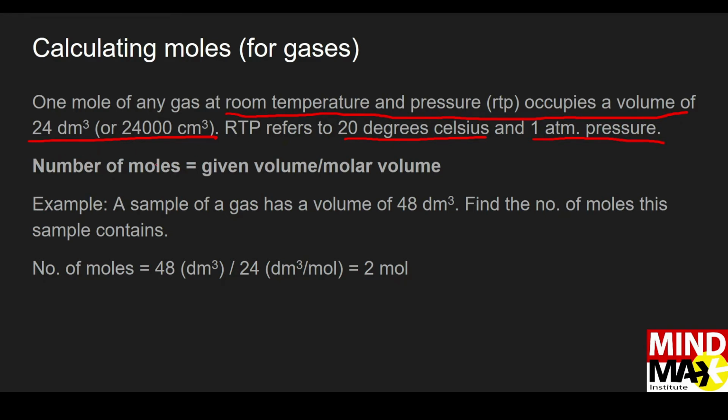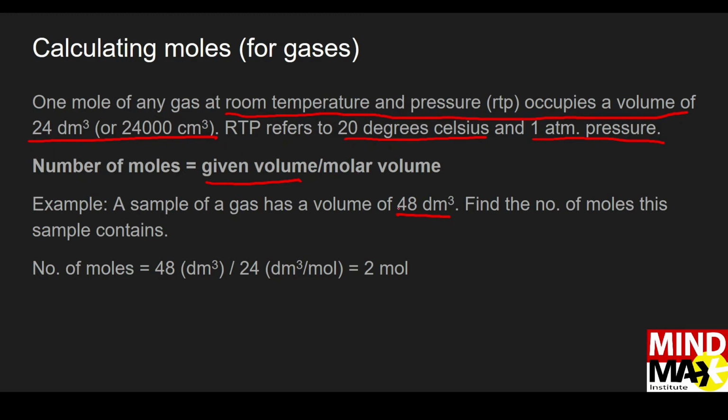Okay, so now we move on to the calculations. Number of moles is equal to given volume divided by molar volume. Let's say in this question, the sample of gas has a volume of 48 dm cube. That's given in the question. That's the given volume. And the molar volume, like we've learned, refers to how much volume is occupied by 1 mole of the gas. So 1 mole of any gas at room temperature and pressure always occupies a volume of 24 dm cube.